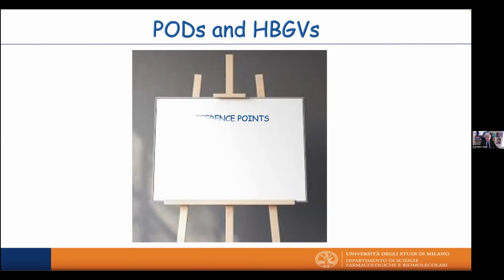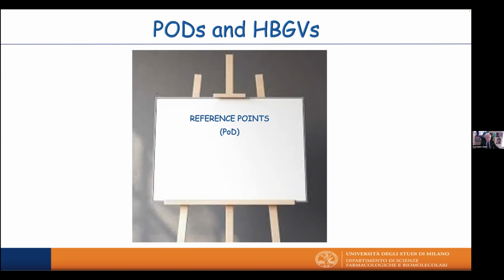Now, the point of departure is something that, because the path is long. And what is the use of the point of departure? Because points of departure are derived from experimental data, from in vivo, in vitro, whatever. We shall see shortly what I mean.